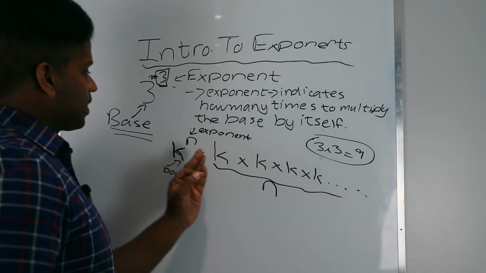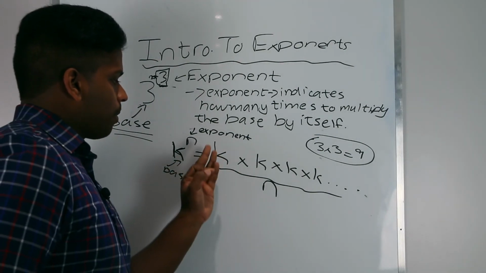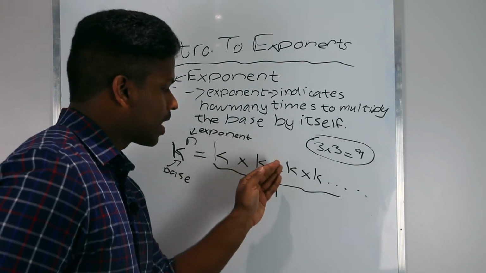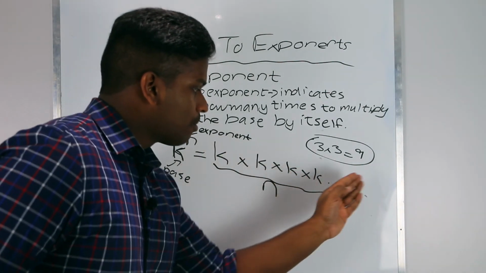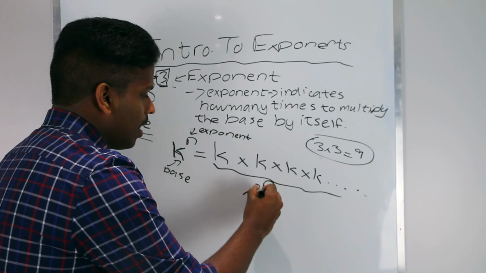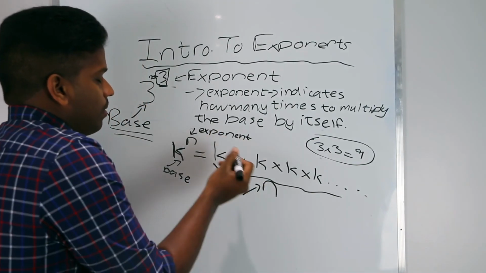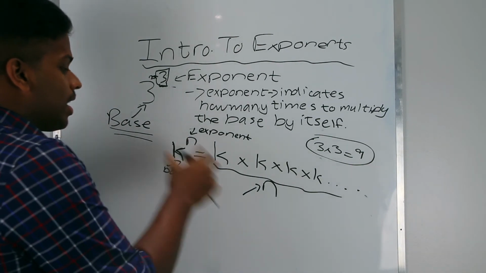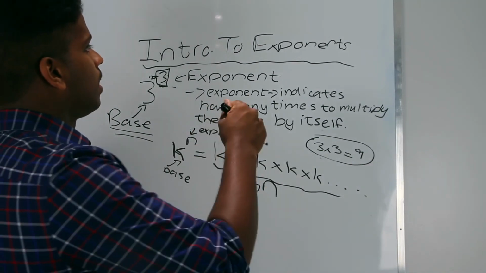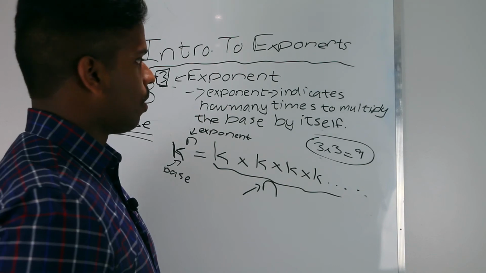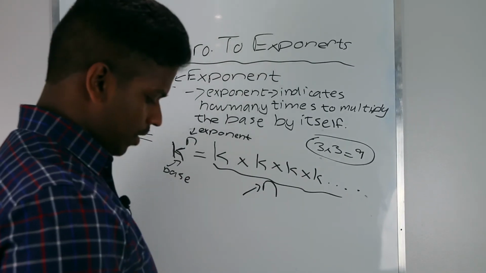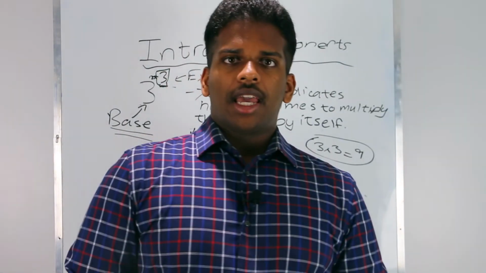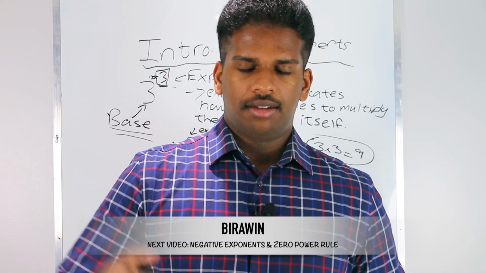So in this case, we are multiplying the base by itself. K by itself, k times k times k times k times k, however many times as indicated by our n value, which in this case represents our exponent. This is basically an illustration using variables of what an exponent means. So that's pretty much it for the introduction video. We will further take a look at exponents in the next few videos.